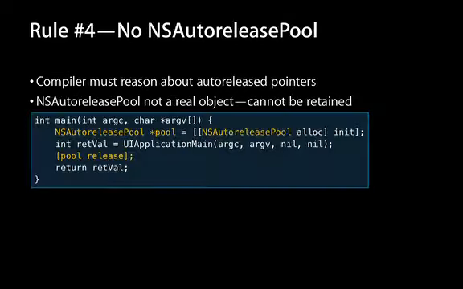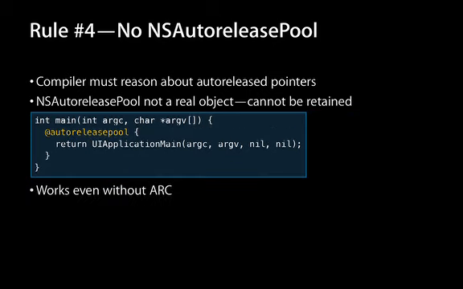Fourth rule, no autorelease pools. So this may not affect that many people anyway, but if you happen to be using autorelease pools, again, the compiler can't do very much with those, so we now have an @autoreleasepool block instead. An advantage here is that this works even without ARC. So you'll actually see in any new projects that you create that don't use ARC, you'll still see @autoreleasepool, and it turns out this is actually much more efficient.